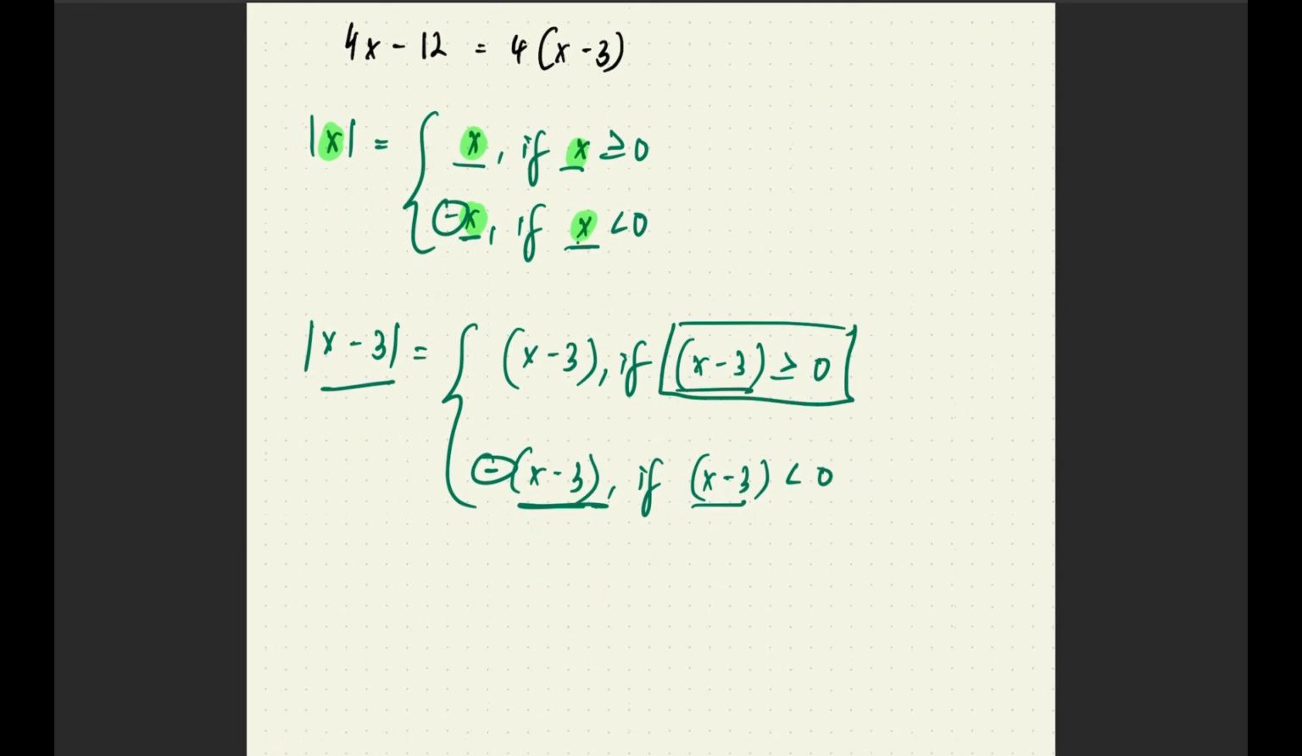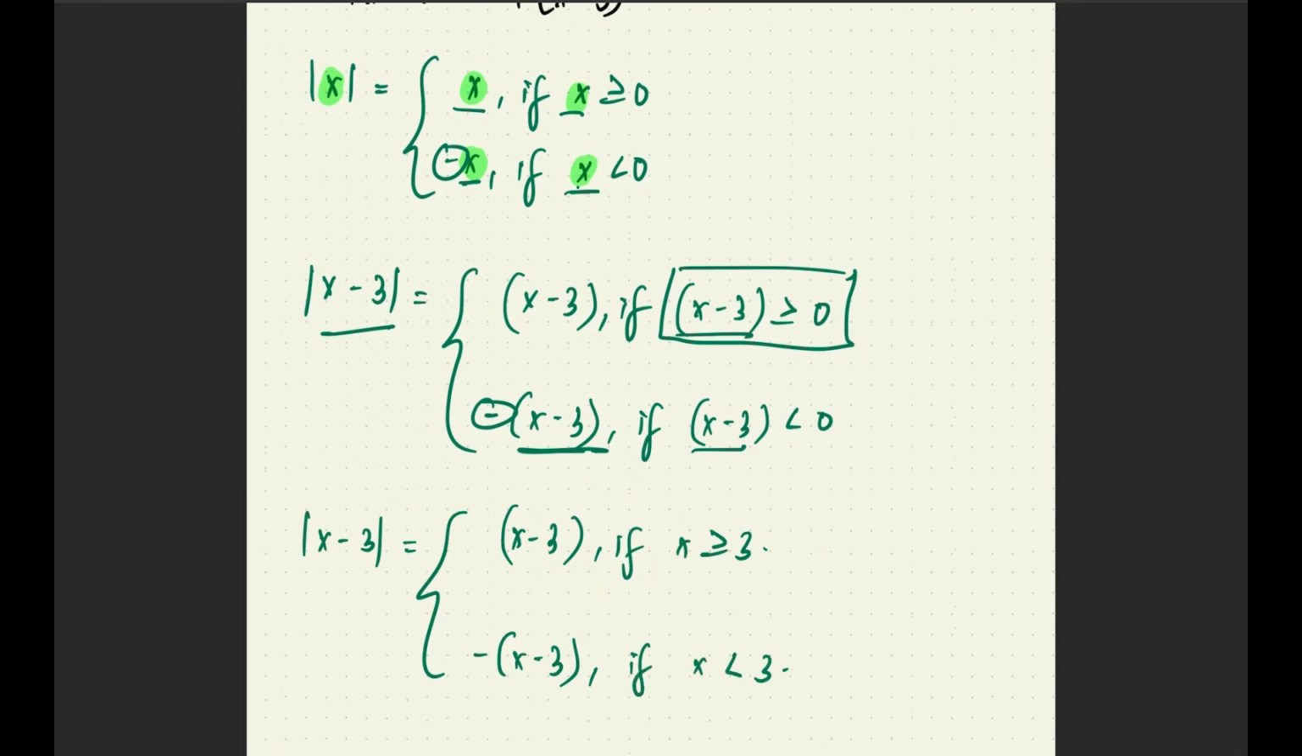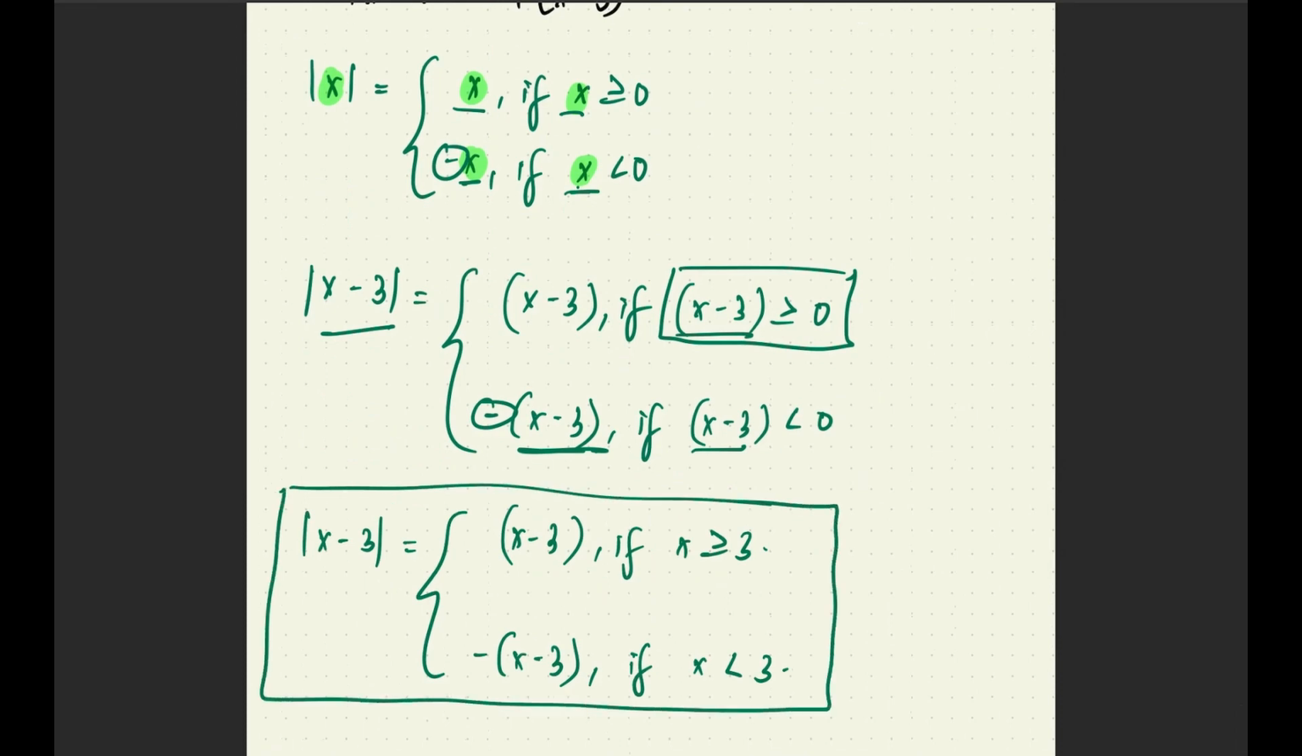So we can kind of simplify it further. We can say that the absolute value of x minus 3 is equal to x minus 3 if x is greater than or equal to 3, or the absolute value of x minus 3 is equal to minus (x minus 3) if x is now less than 3. So I just solved these inequalities and I just moved 3 to the other side. So that basically gives me this. So finally, I know that this is the definition of the absolute value for x minus 3.